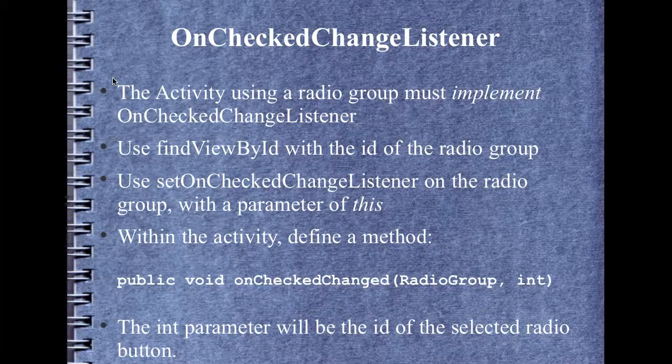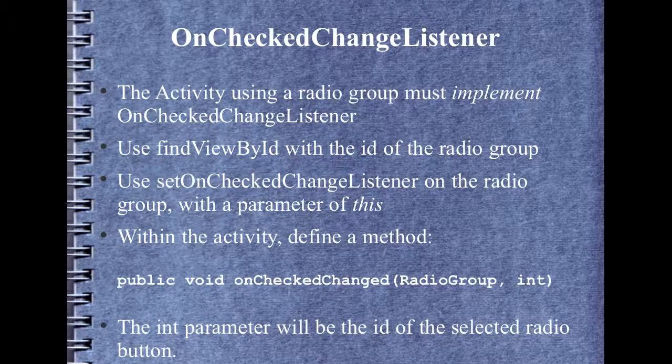OnCheckedChangeListener now. The activity using a radio group has to implement OnCheckedChangeListener. OnCheckedChangeListener is an interface. So we implement this Java interface, and then we use findViewById with the ID of the group, not the radio buttons, but the ID of the radio group itself. So the radio group must have an ID. A radio group is kind of a wrapper. It is not something that you can drag out and place on your interface from the tools palette when we're looking at building the layout. We have to go into the XML and actually put the radio group into the XML.